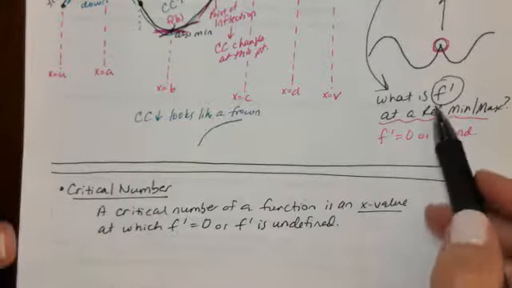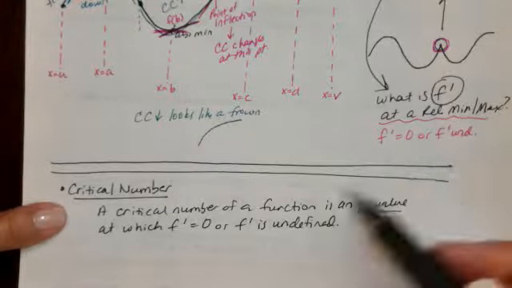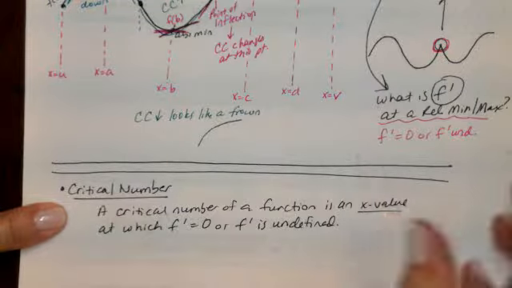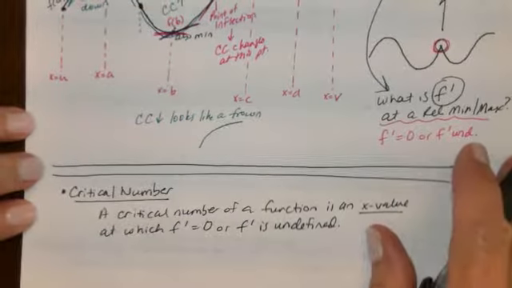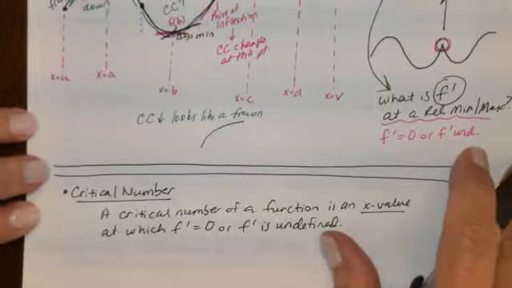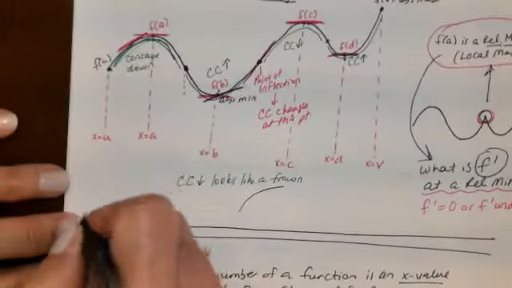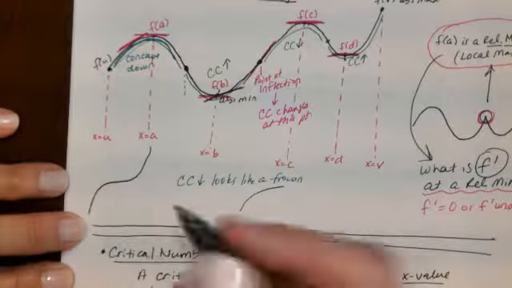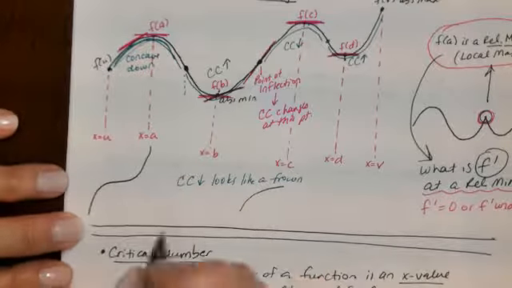Okay? We use critical numbers because they are candidates. They might be a max or a min. Now, are they always a max or min? No, they're not. Because consider this graph. Consider that. Again, I got funkier than that. But anyway, you get it.